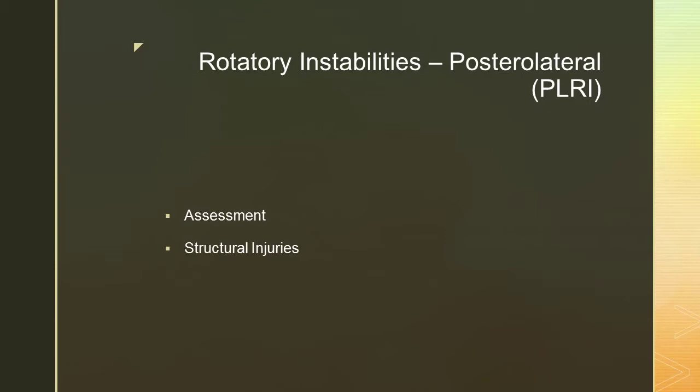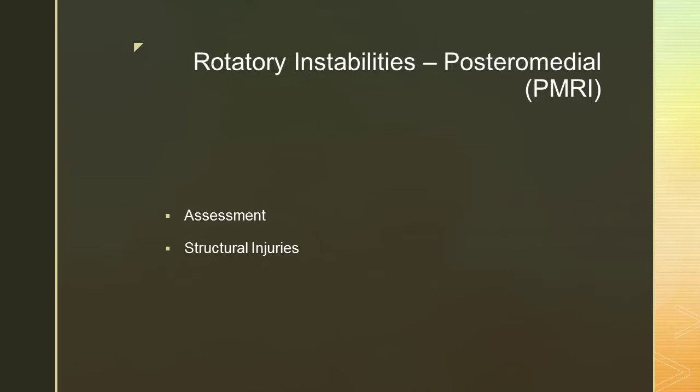The posteromedial, or PMRI, instability is going to be assessed with a Hughston rotatory test as well. The medial tibial plateau shifts posteriorly on the femur and then opens medially in this type of injury. So the structural injuries are to the PCL, the MCL, the oblique complex, and the semimembranosus.